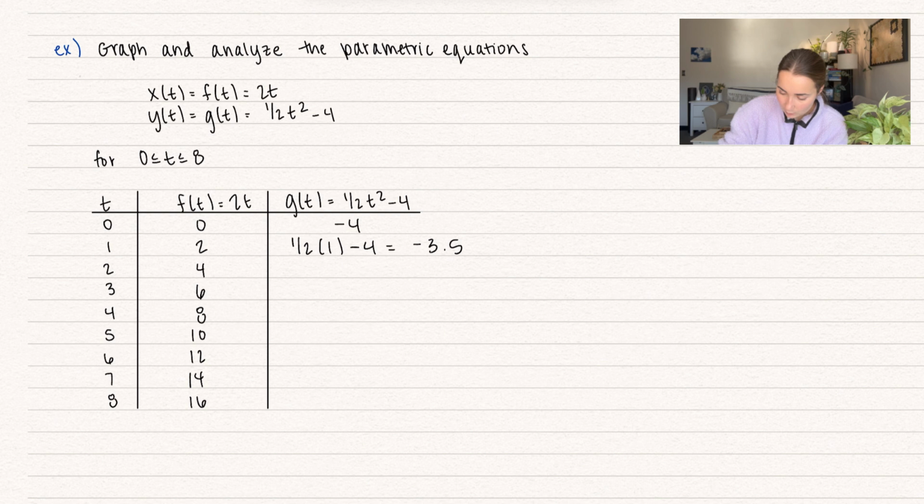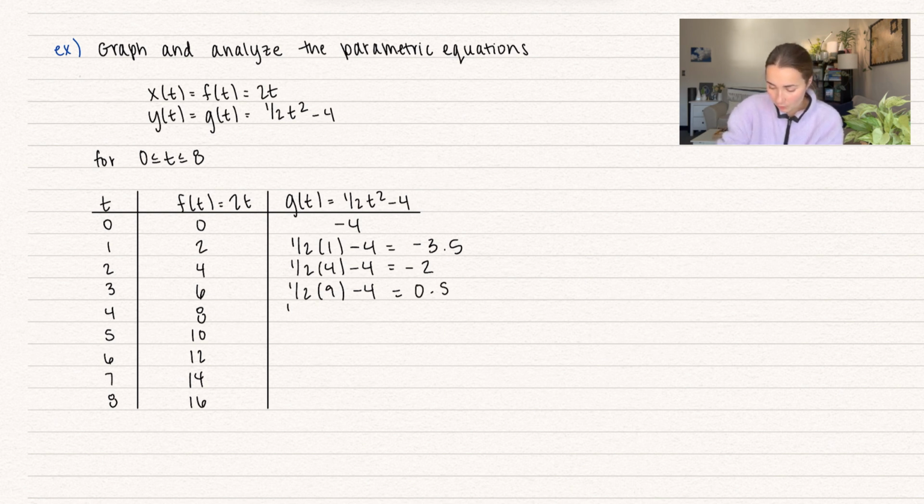Now we can plug in 2, so 1/2 times 2 squared is 4. We end up with 2 minus 4, which is equal to negative 2. 1/2 times 3 squared is 9. So 1/2 of 9 is 4.5. 4.5 minus 4 is equal to 0.5.